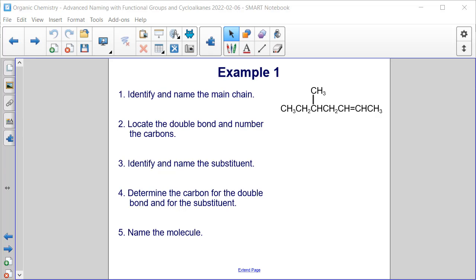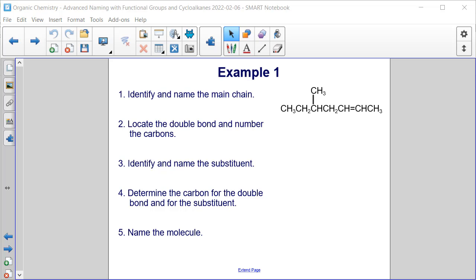All right, let's jump right into our first example. We have a molecule shown, and after we follow our steps, we want to be able to name this molecule. So the steps are the same as in the previous unit on naming. It's just that now we're taking into account here that we have some multiple bonds. In this case, it's a double bond.